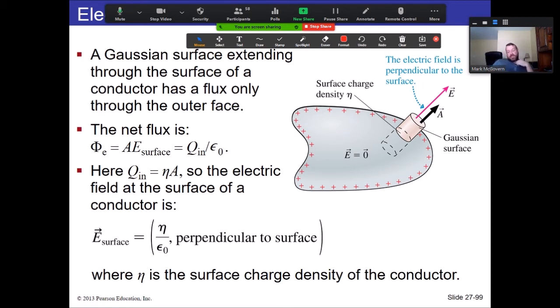That's very similar to the infinite plane of charge. The infinite plane of charge had a 2 on the bottom. And the reason this doesn't have a 2 on the bottom is because we don't have two sides. We only have one side contributing to the field.